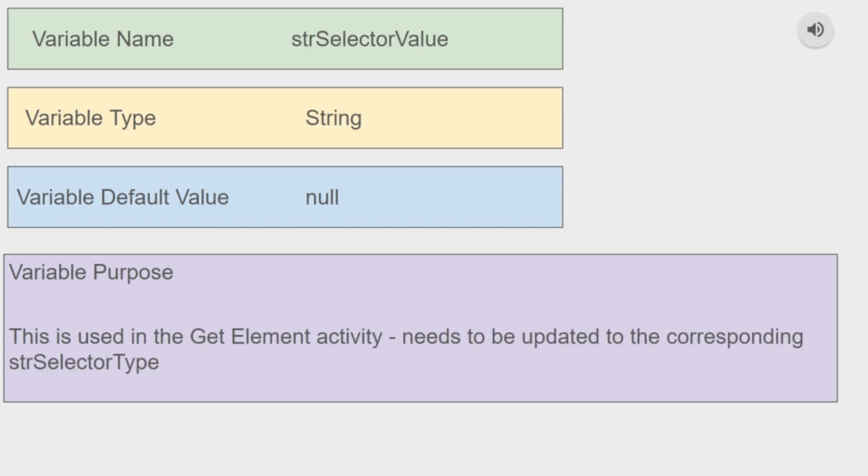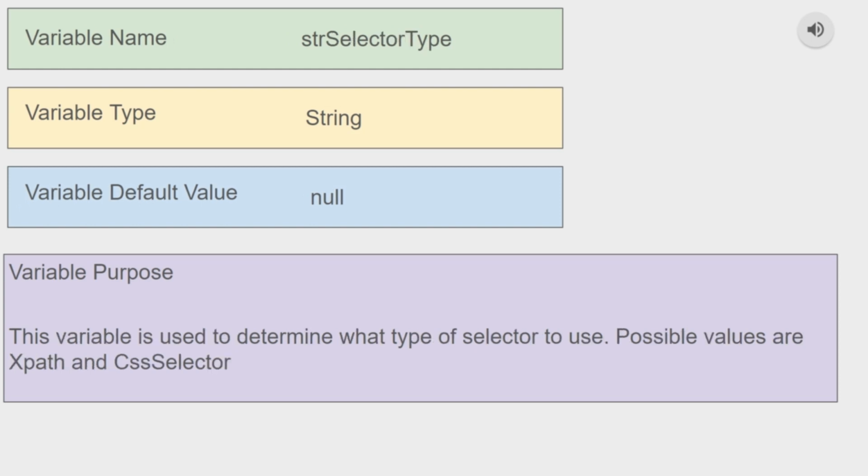Variable name: str selector value. Variable type: string. Variable default value: null. Variable purpose: this is used in the getElement activity. It needs to be updated to the corresponding str selector type. Variable name: str selector type. Variable type: string. Variable default value: null. Variable purpose: this variable is used to determine what type of selector to use. Possible values are XPath and CSS Selector.